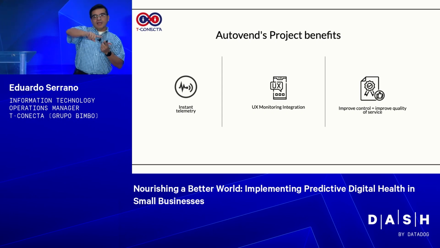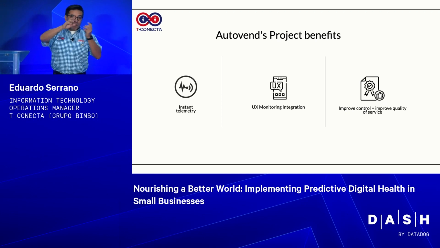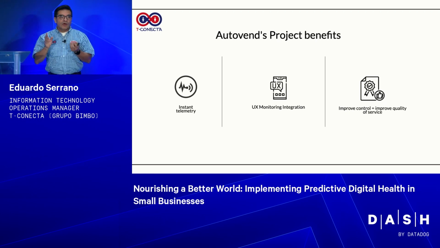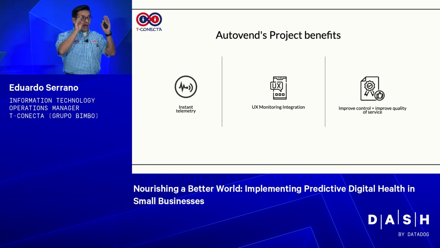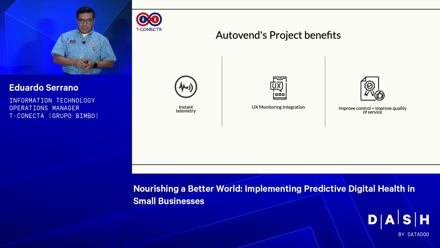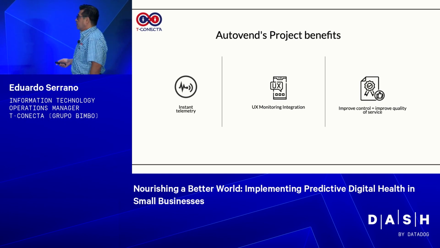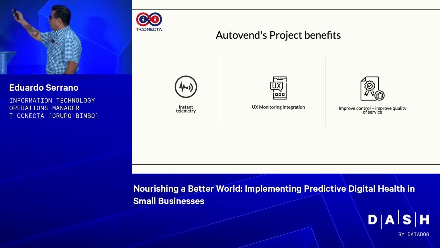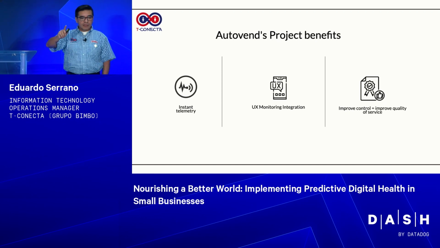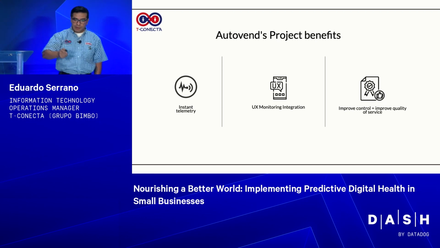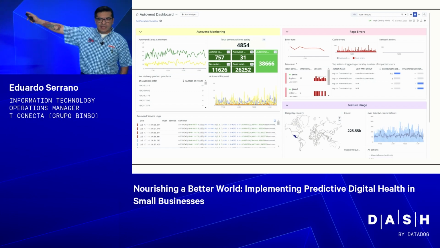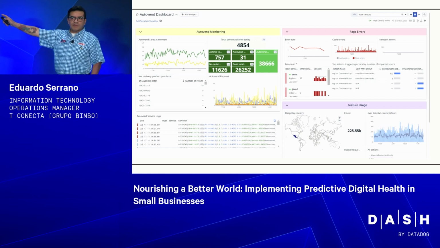The cellular SIMs are connected to the network, and the machines are sending telemetry all the time. So now we have eyes on these machines, so we can do UX monitoring, and the most important thing, improve the control. If we can improve the control, we can improve the quality of service. This is our dashboard about Autoven.